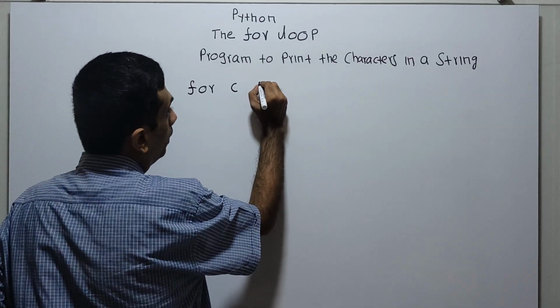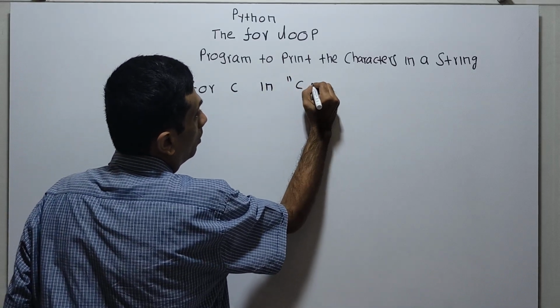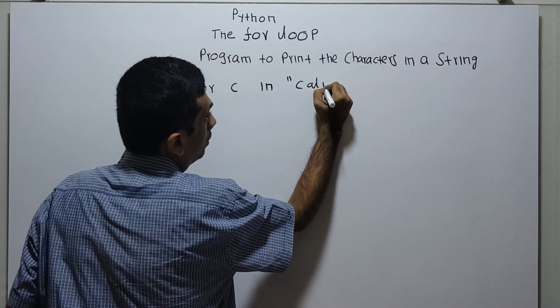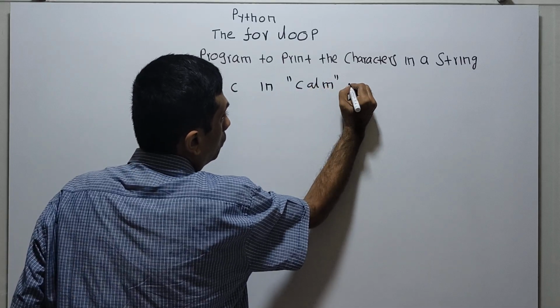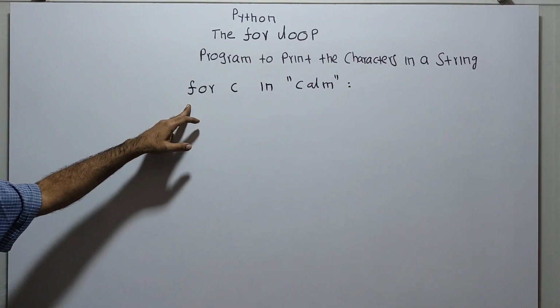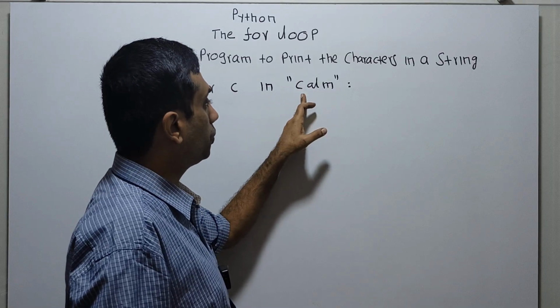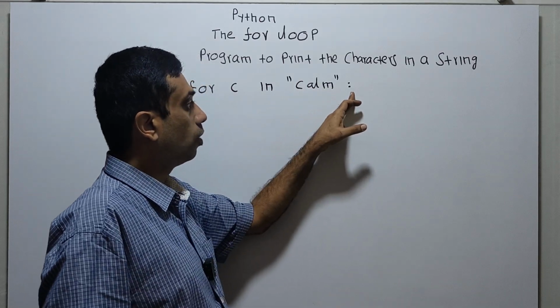C. I am giving in, here I am giving a sequence, a string, that is com, the string followed by colon. So for is a keyword for the for loop, C is a loop variable followed by the in operator, and I am having a string com followed by the colon.